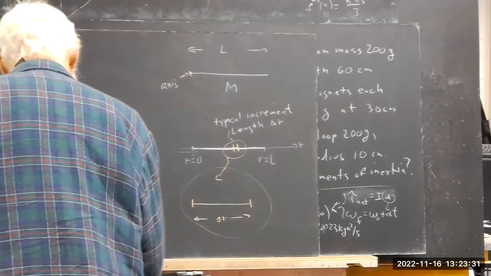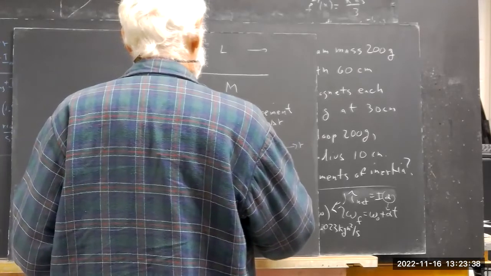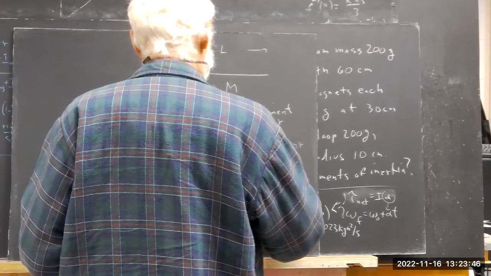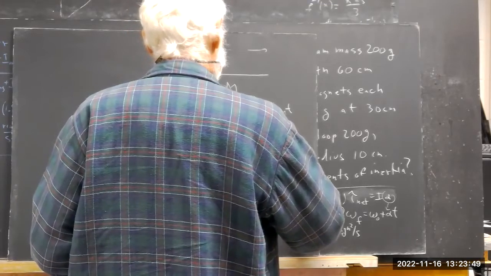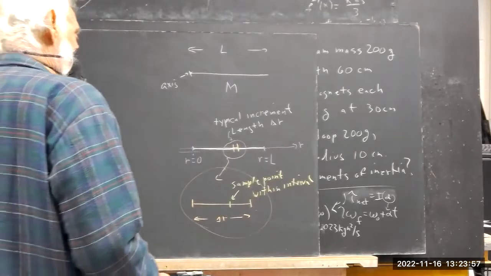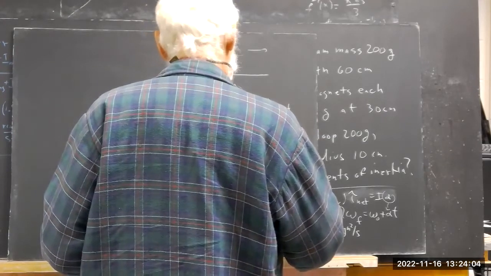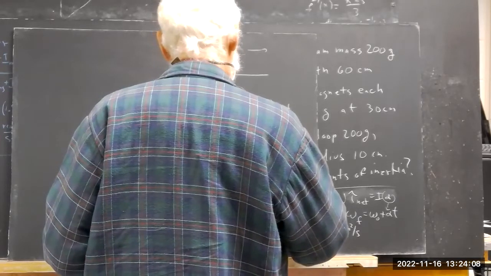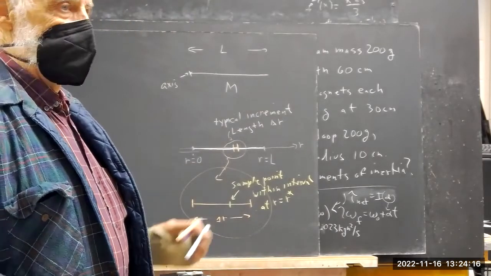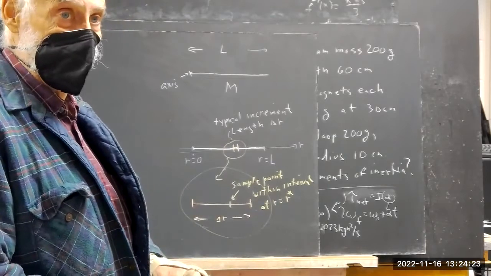And we take a sample point in the interval. The position of the sample point is R equals R star. Now, this should be familiar to you because I think almost every calculus course uses similar notation, those sample points, and so forth.